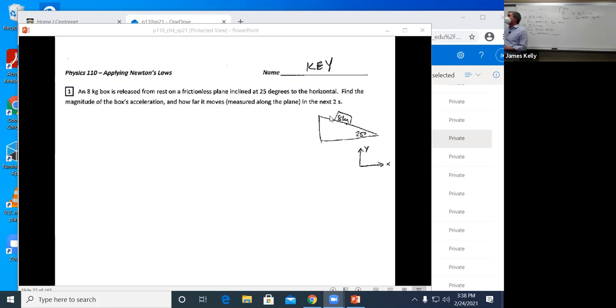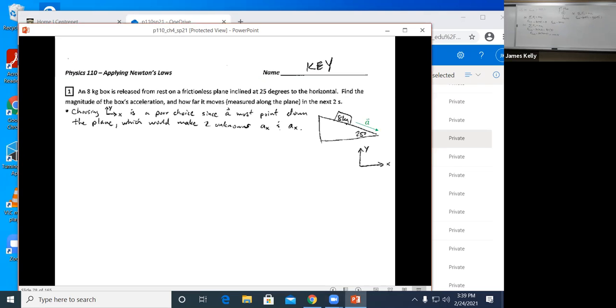It's going to be doing one-dimensional motion. Its acceleration is going to be along the direction it's speeding up, right? So its acceleration is going to be down the ramp. I think I've got that drawn in here. Okay, so here's my acceleration vector. It's a little hard to see.